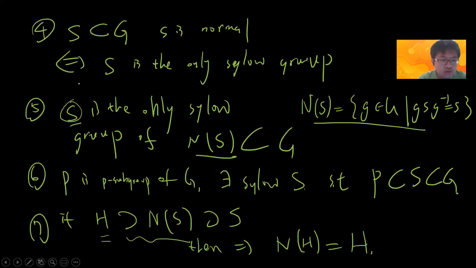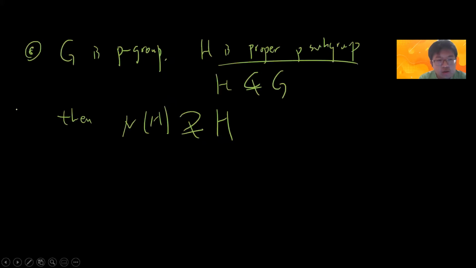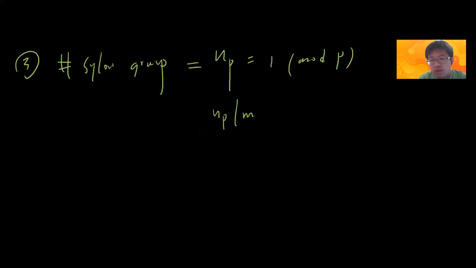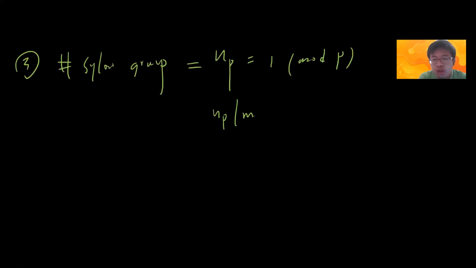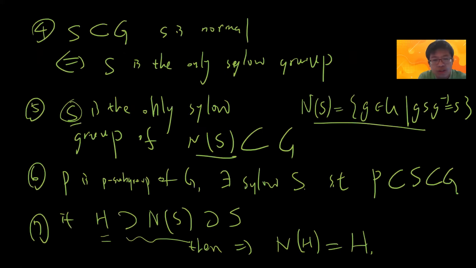These 4, 5, 6, 7, 8 are generalizations, not very deep, but just consequences of the first three. Once you have all of these tools, you should be able to solve most of your undergraduate group theory problems. So let's prove them one by one.